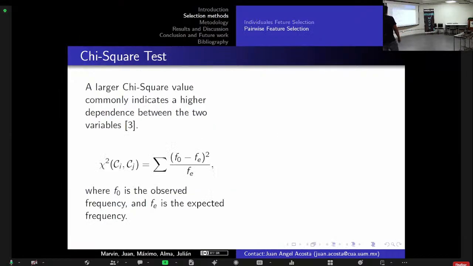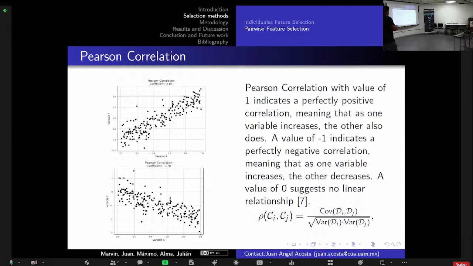In the case of pairwise filter selection, we have two old friends: the chi-square test and the Pearson correlation. For the chi-square test, we want a great dependence between the target variable and the other variables. In general, a larger chi-square value commonly indicates a higher dependence between the two variables. The Pearson correlation is similar, because we are interested in filters that have more correlation with the target variable, in other words, filters whose correlation is close to 1 in absolute value.